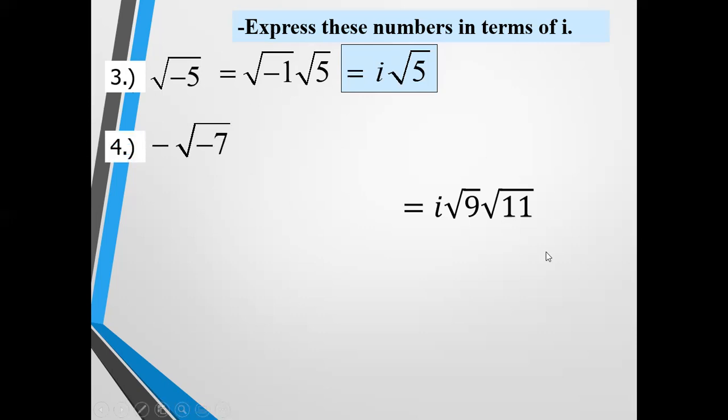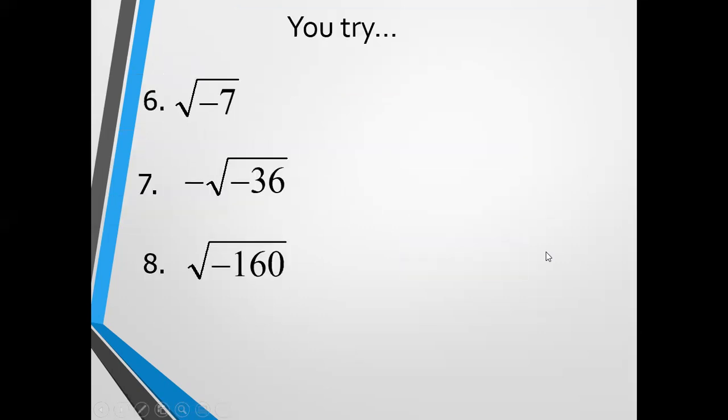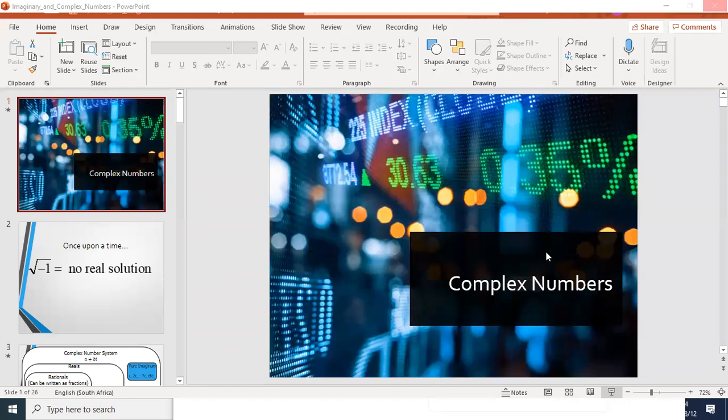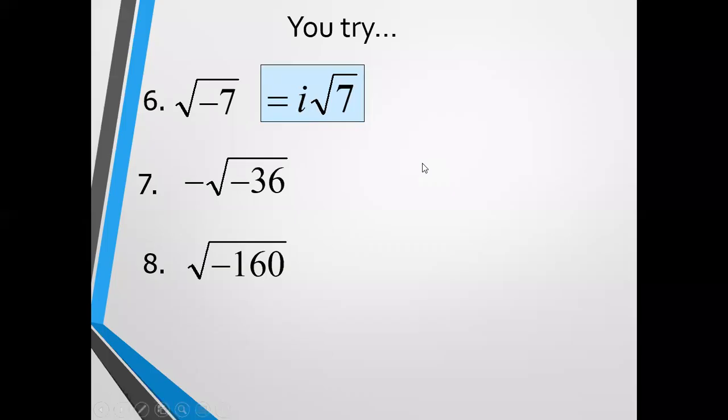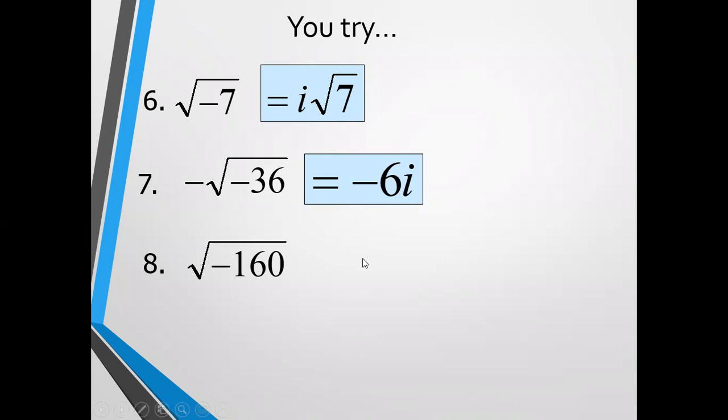Then if you want to write minus root of minus 7, you already know that we can break this minus 7 into root of minus 1 multiplied by root 7. If you do that, it's going to give you this. So you can try this. If you look at number 6, it's going to be minus i root 7. Next one is going to be minus 6i. You go and try it on your own and see if they are correct. Then the next one will be 4i into root 10.